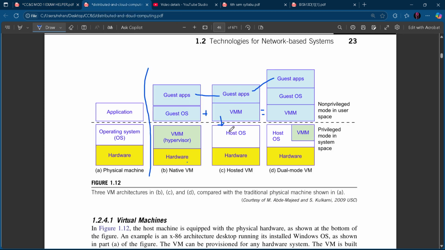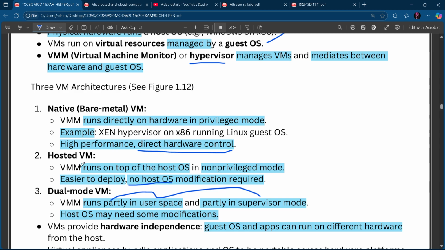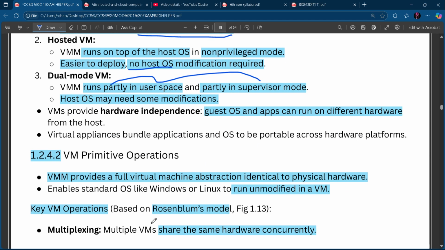Simply, you have to tell what the VMM is doing. VMM runs above the host OS in non-privileged mode. Here the VMM partially runs in non-privileged mode and privileged mode. You can say user mode and supervisor mode. So that's it. Here, hosted VM is easier to deploy, with no host OS modification. Here you need host OS modification.